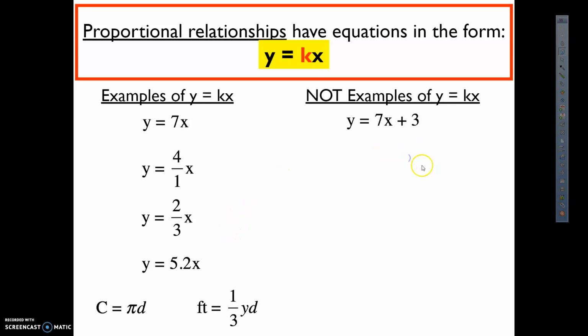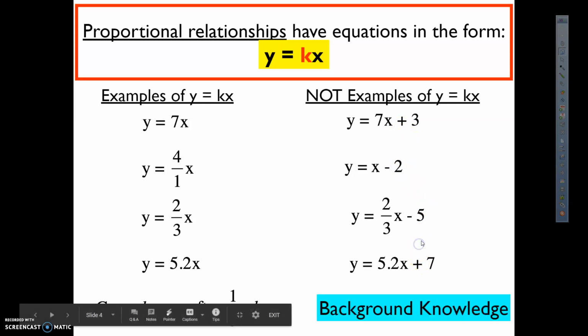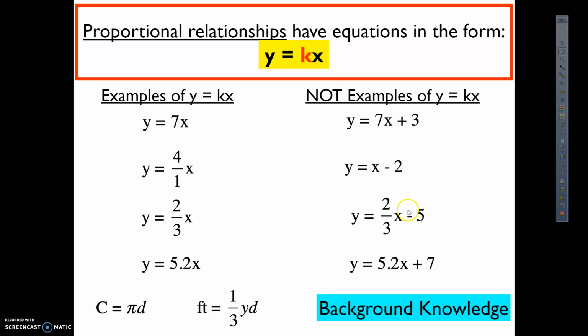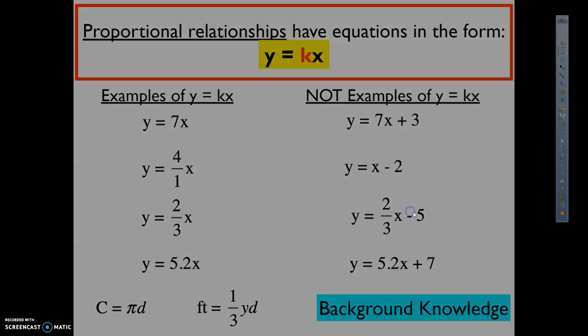Not proportional would be like 7x plus 3, or x minus 2, or 2/3 x minus 5, 5.2x plus 7. None of these are proportional because of this adding and subtracting part. So remember, this is just background knowledge. This was not in notes today.